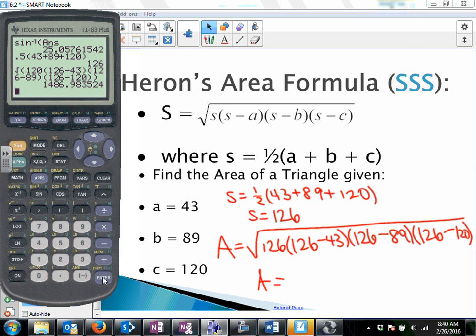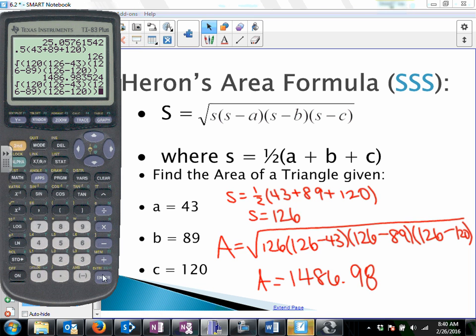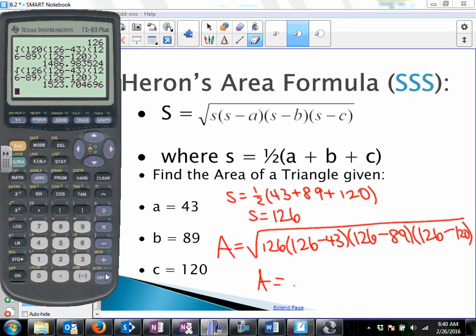Okay. So our area is 1,486.98 square units, whatever the units may be. Yes. Why do you put 126 or 120? Oh, I didn't want to. Okay, so that's not the right answer then. Thank you for catching that. That's the right answer. Talking and typing sometimes. See, multitasking is not always the best option. Is that better?